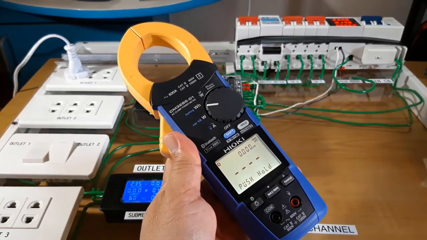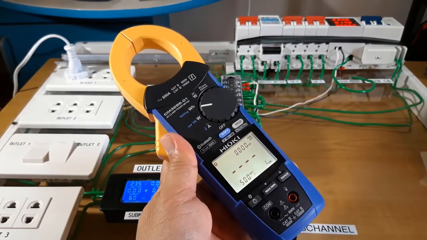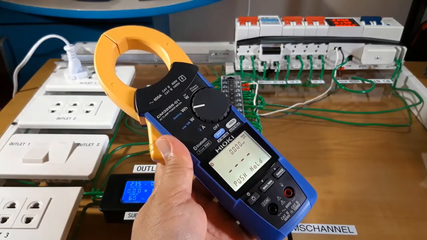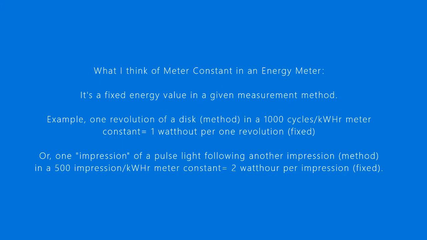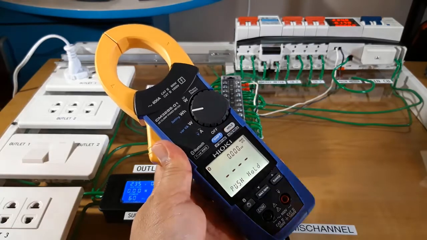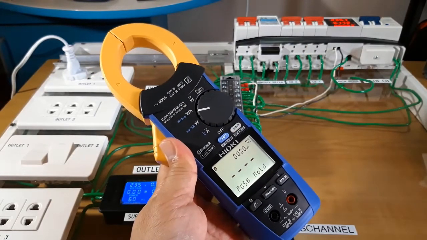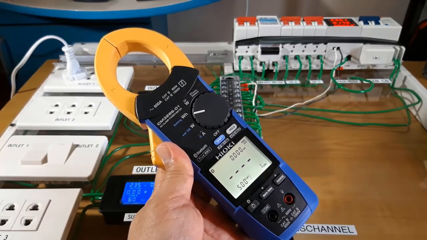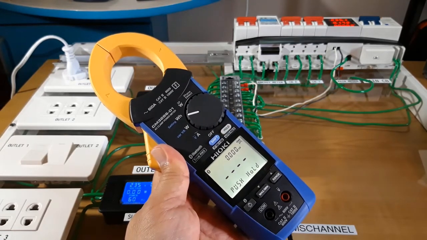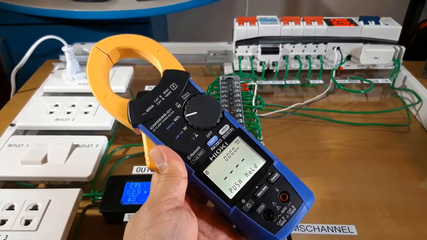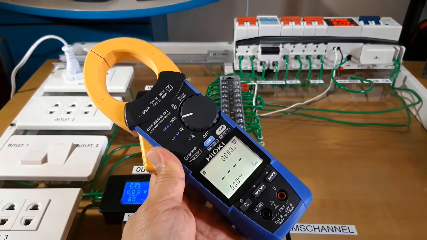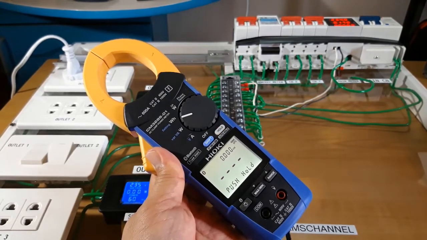So how does this energy comparison function relate to meter constants? Well, the way I understand it, meter constant is a fixed value of energy for any given measurement method for a meter. For example, for this meter that I'm going to use later on, the meter constant is 500 impressions per kilowatt hour. What that means is that the LED light of that meter will pulse 500 times in 1 kilowatt hour. In other words, between two consecutive pulses, that meter will record an exact amount of 2 watt-hour. That is 1000 watt-hour divided by 500 impressions. So 2 watt-hour per impression.